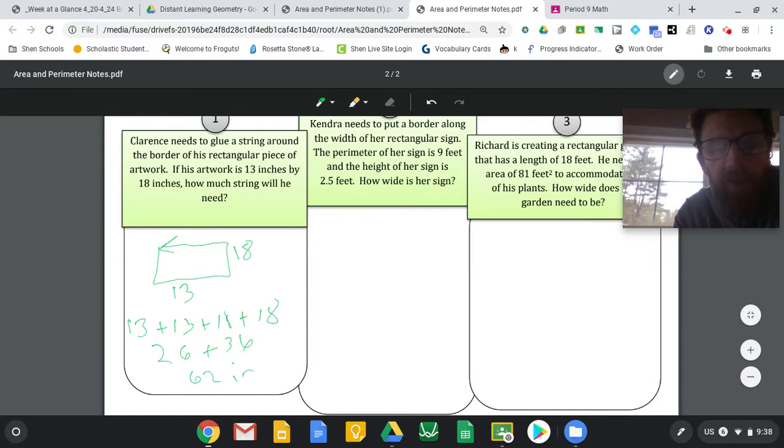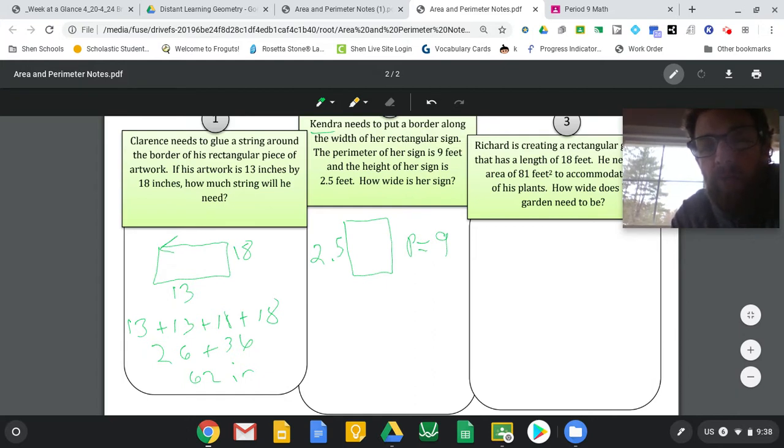62 inches. In the next one, Kendra needs to put a border along the width of her rectangular sign. So she's got a rectangular sign she's making, I guess. And the perimeter of her sign is 9 feet. So here they give you the perimeter. The perimeter is 9 feet. And the height of her sign is 2.5. I'm not sure my diagram is drawn to scale here. So I have to add up all the sides.